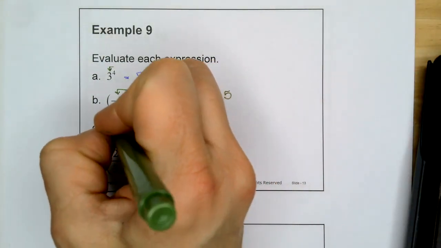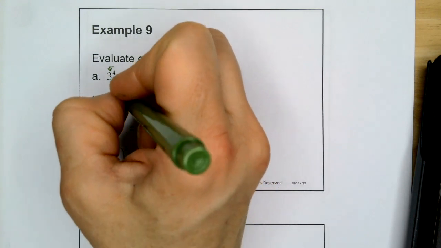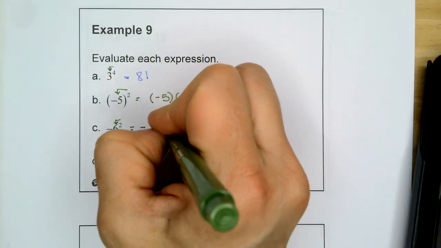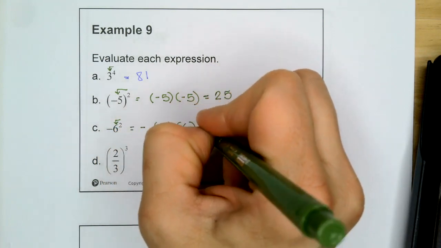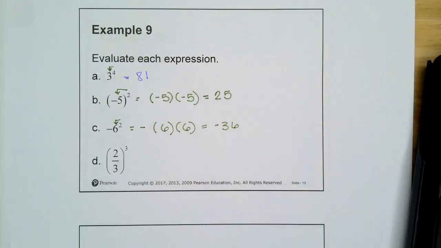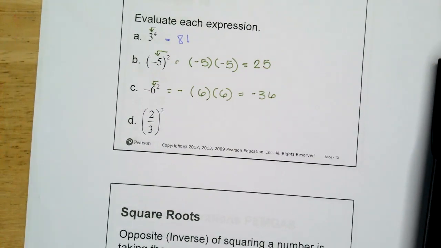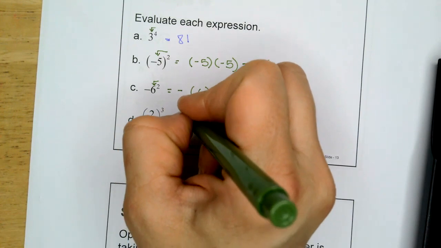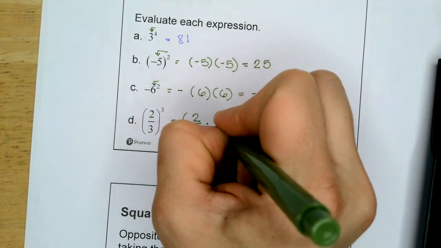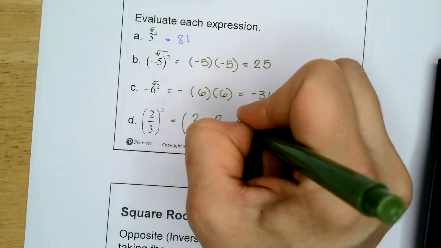The negative stays outside, the 2 is only corresponding to the 6, the first term next to it. So it's a negative 6 twice, right? Because the exponent is a 2, negative 36. Here, you have 2/3 3 times. So we're going to multiply 2/3 times 2/3 times 2/3.